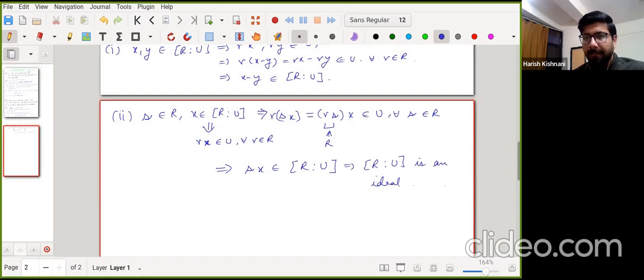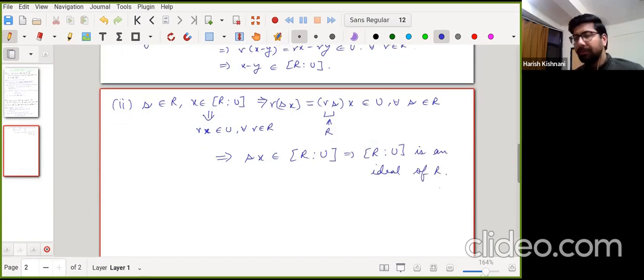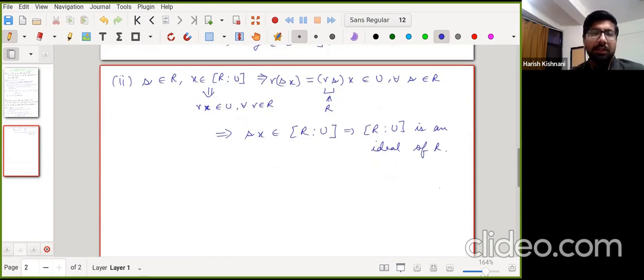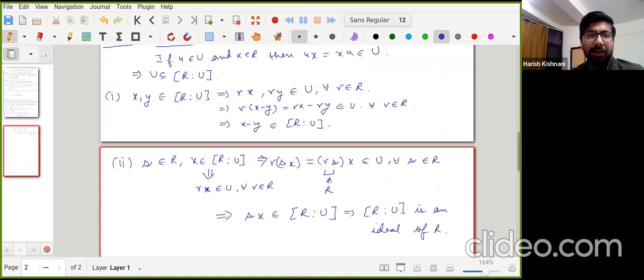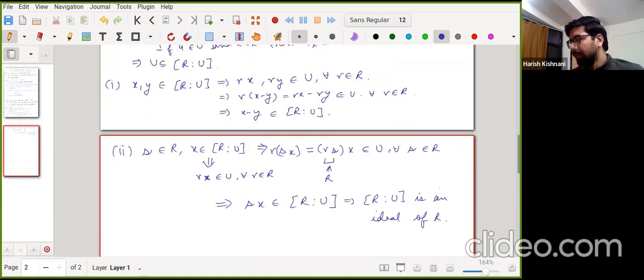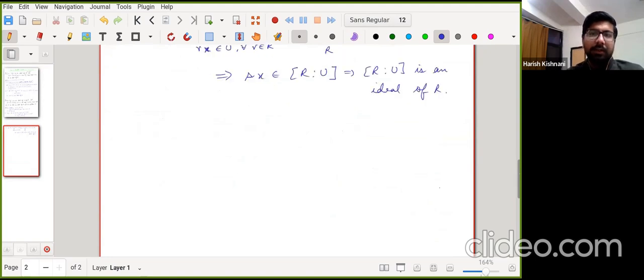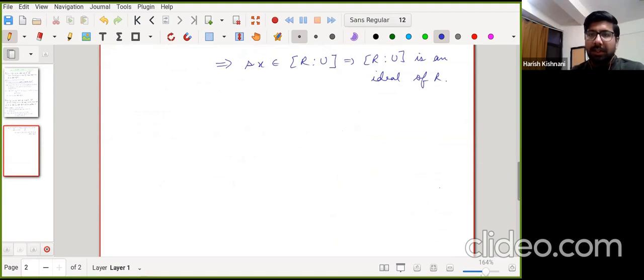So we saw that these two are some ideals that you can get from an already given ideal. So now let us define something elementary: you have an element of the ring R, then how can you get an ideal containing that element? So the third question is regarding that only.